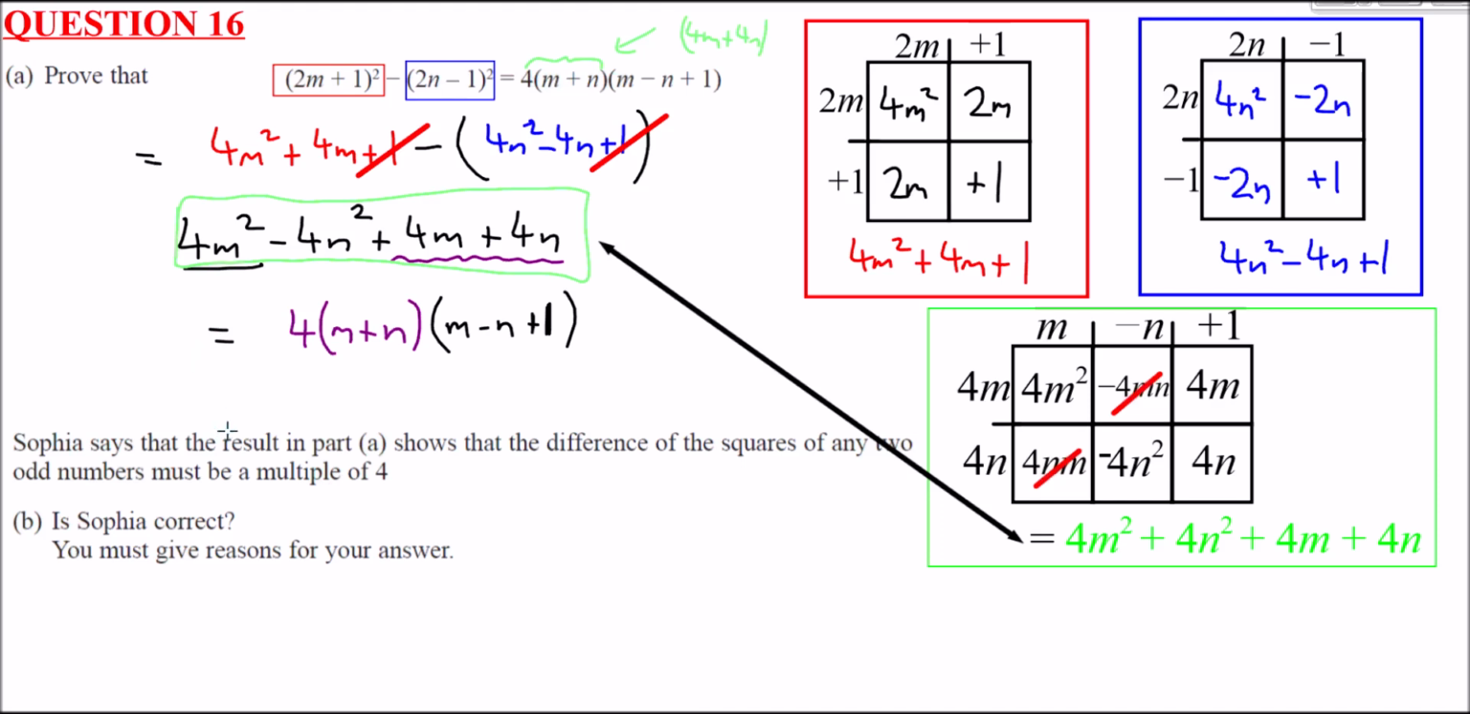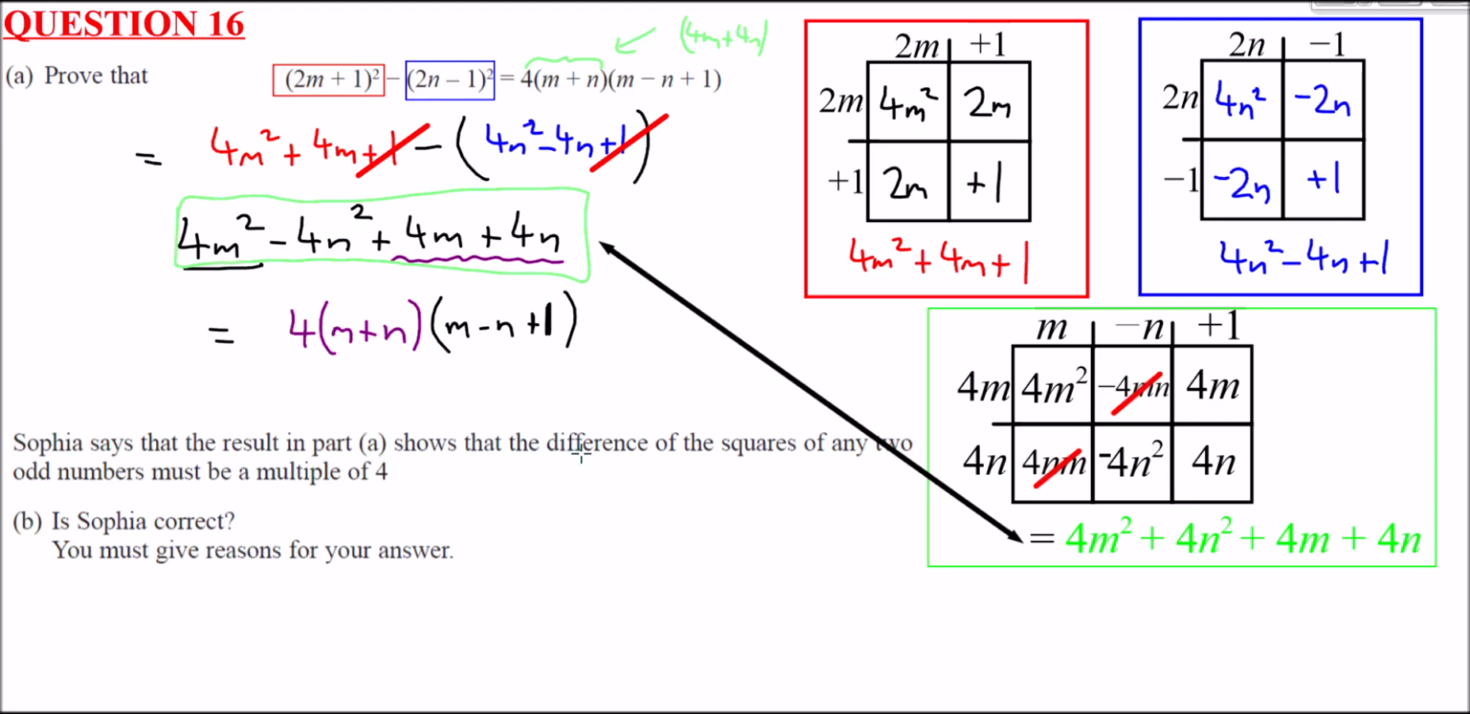Sophia now says that the result in part A shows that the difference of the squares of any two odd numbers must be a multiple of 4. Is Sophia correct? You must give reasons for your answer. So she's saying it's showing the difference of the squares of any two odd numbers must be a multiple of 4. So she's saying it's about a difference.